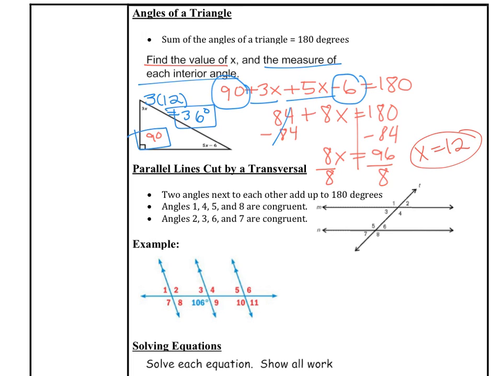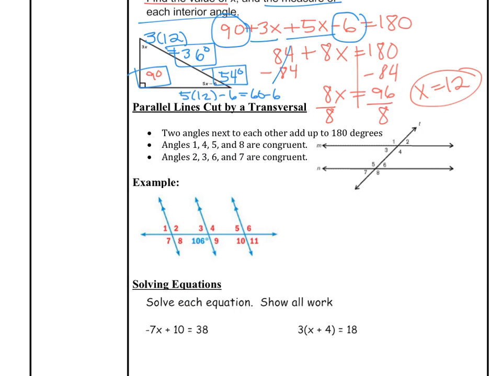Next angle, or last angle here, is 5x minus 6. So I'm going to plug in 12 for x. 5 times 12 minus 6. 5 times 12 is 60. So it's really just 60 minus 6, which is 54 degrees. So those are my 3 angles, and I got x equals 12. Now I'm done. Next thing we're going to talk about is parallel lines and the angles that they make.